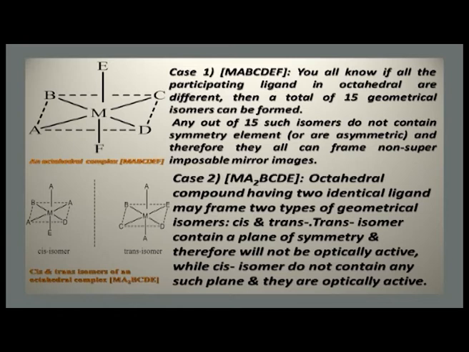Case 2, Ma2BCDE. Octahedral compounds having two identical ligands may frame two types of geometrical isomers, cis and trans isomers. The trans isomer contains a plane of symmetry and therefore will not be optically active, while cis isomers do not contain any such plane and therefore are optically active.